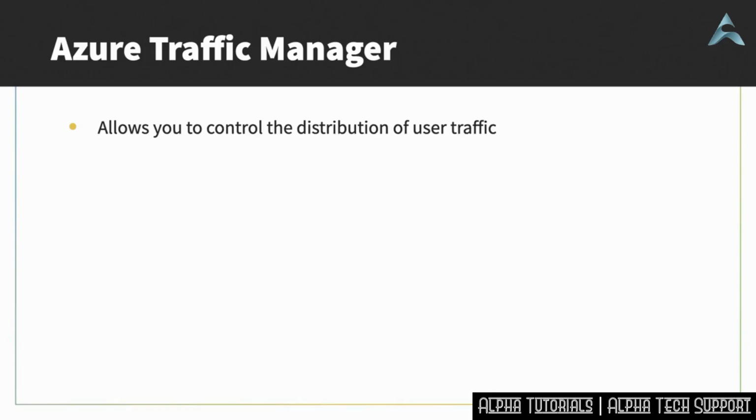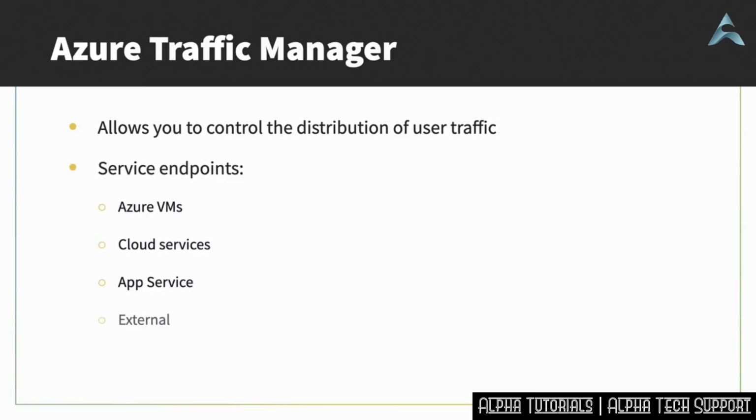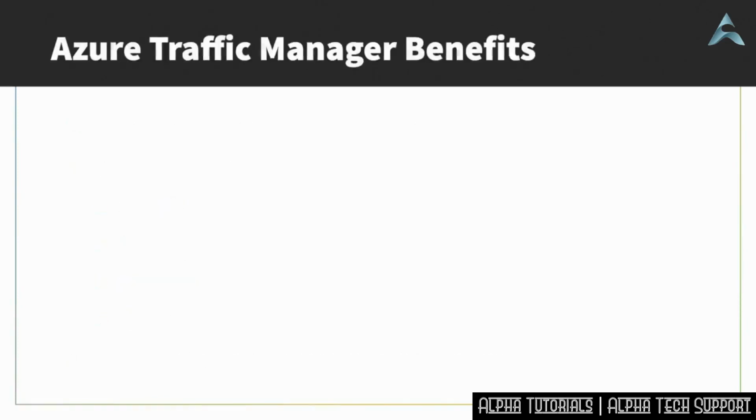Traffic Manager is also resilient to failure, including the failure of an entire Azure region, because Traffic Manager is what we call a global Azure service, so it is not dependent on a single Azure region. Service endpoints, like we see here, can be virtual machines, cloud services, an app service, or, like I said, an external IP address.